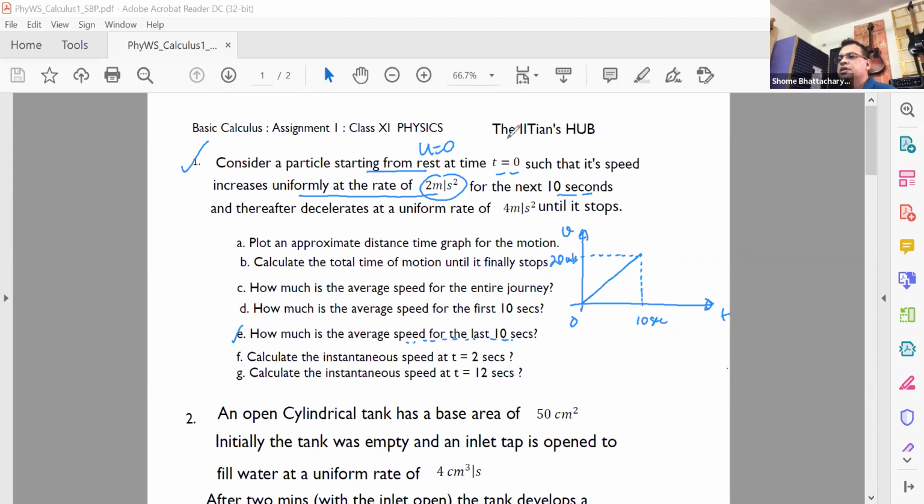And then thereafter, what is happening? It is decelerating at the rate of 4 meters per second square. So for the speed to come from 20 meters per second to 0 at the acceleration of minus 4 meters per second square, the time taken would be equal to 20 by 4 or 5 seconds. So the second part of the graph would have been like this. At 15 seconds, it would have come to rest, because this part had an acceleration of plus 2 and this part had a deceleration of 4. Okay. So this graph is clear.